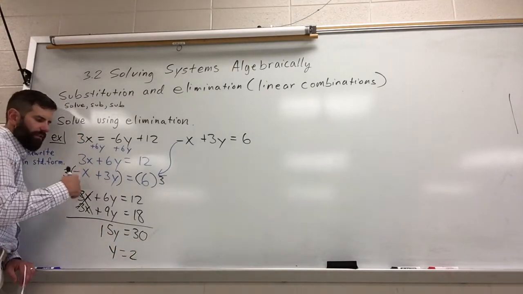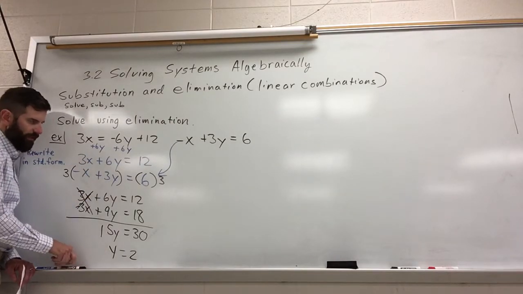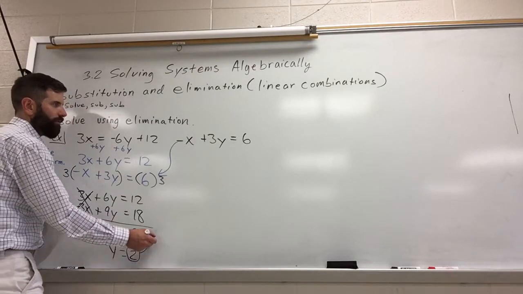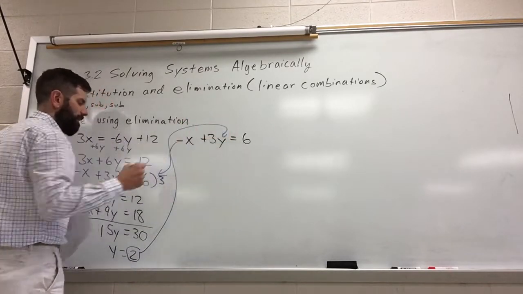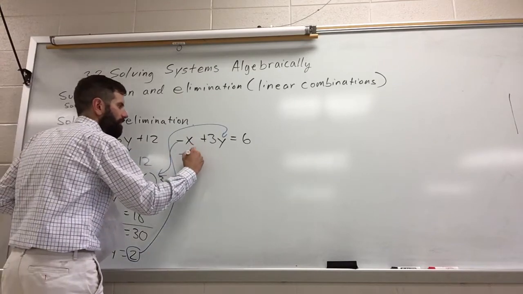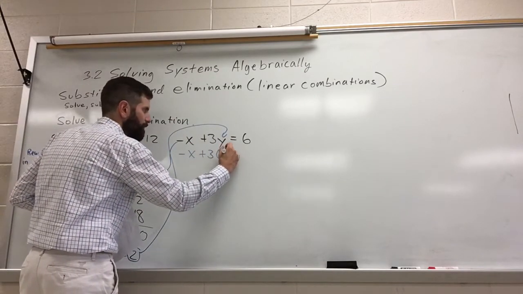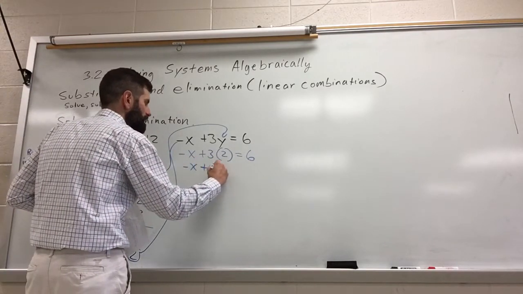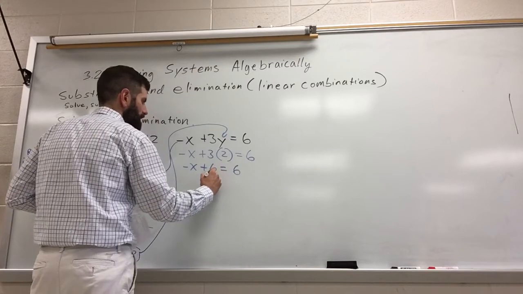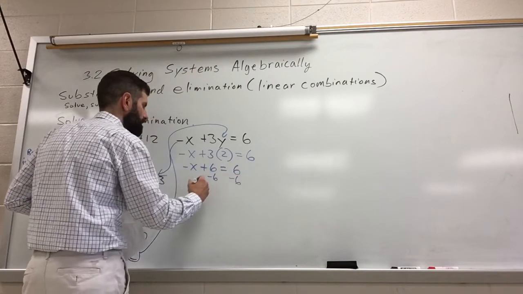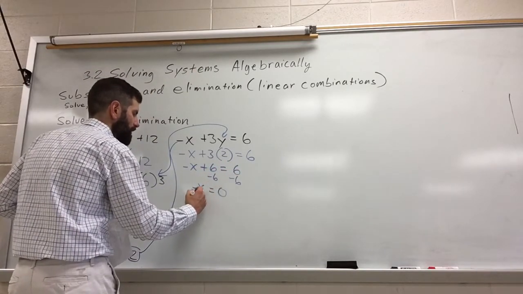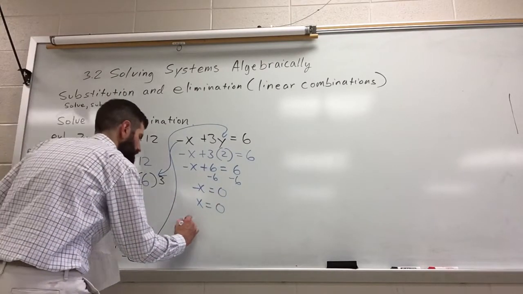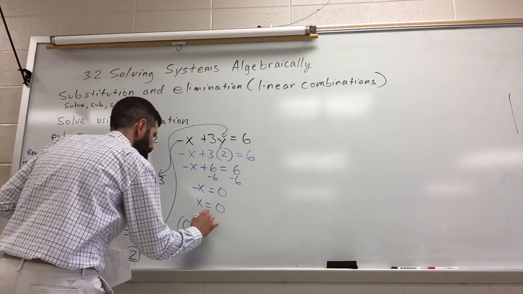After you've done elimination to eliminate one of the variables and solve for the other, then you revert back to substitution. You take that y equals 2 and you've got room to work right there. Negative x plus 3 times 2. Negative x plus 6 equals 6. Subtract that 6 over. Negative x equals 0. Divide the negative over. You get x is equal to 0. And our final answer is 0, 2.